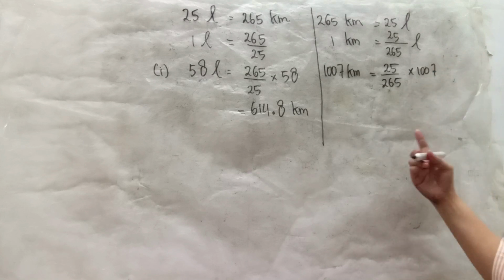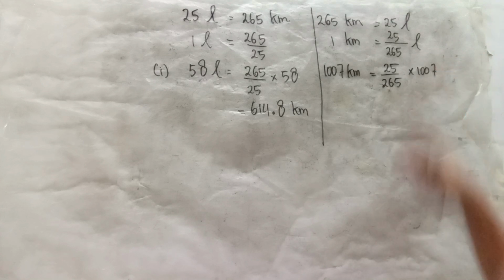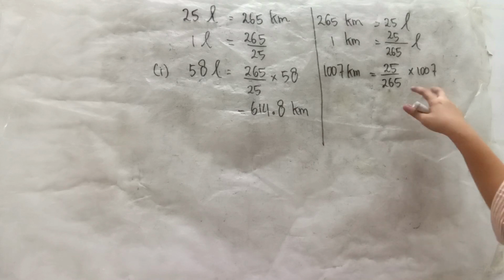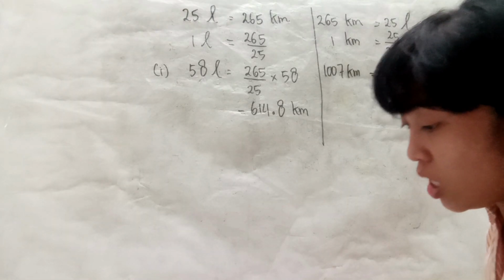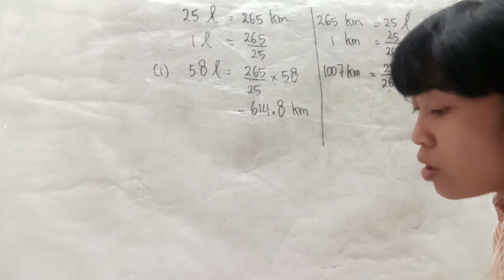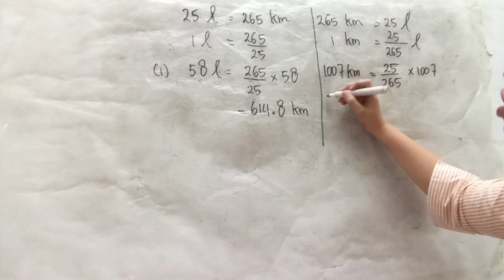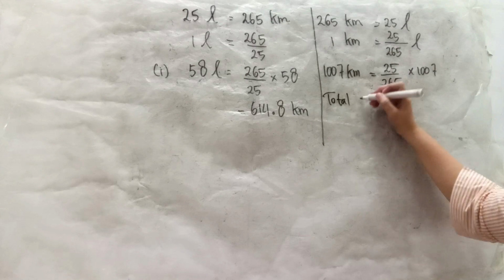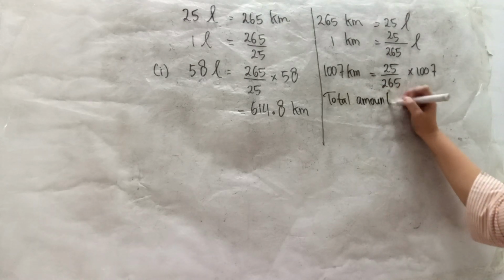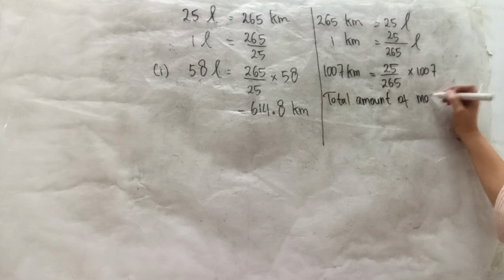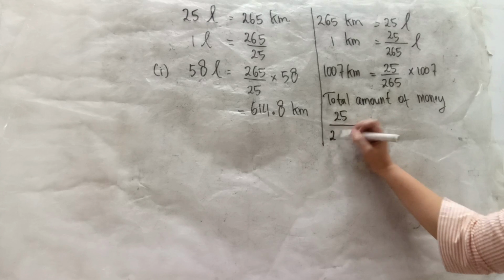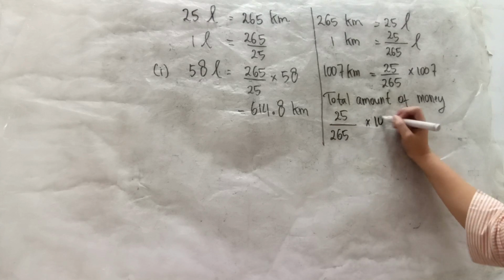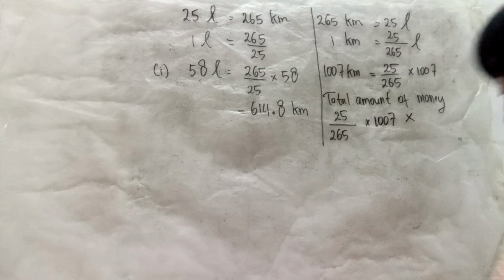So later you will find the answer. But this is still how many liters, the amount of petrol, how many liters of petrol that you will need. Then it said you want to find the amount of money if 1 liter of petrol costs $1.95. So the total amount of money that you will need to pay is this, 25 over 265 times 1007 times how much dollar is that?